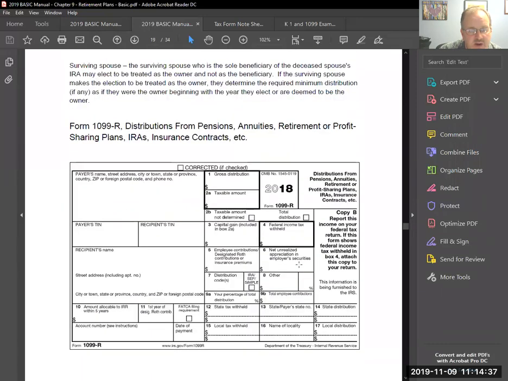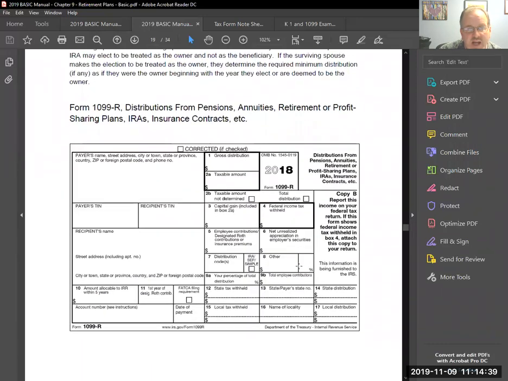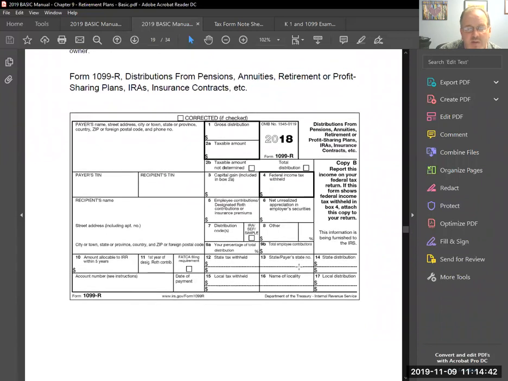Let's see. I talked about survivor beneficiaries. Here's our 1099-R that we talked about earlier. Again, we're going to see a lot of this when we get into the problems. But in box 1 up here at the top, we have our gross distribution. We have a taxable amount.